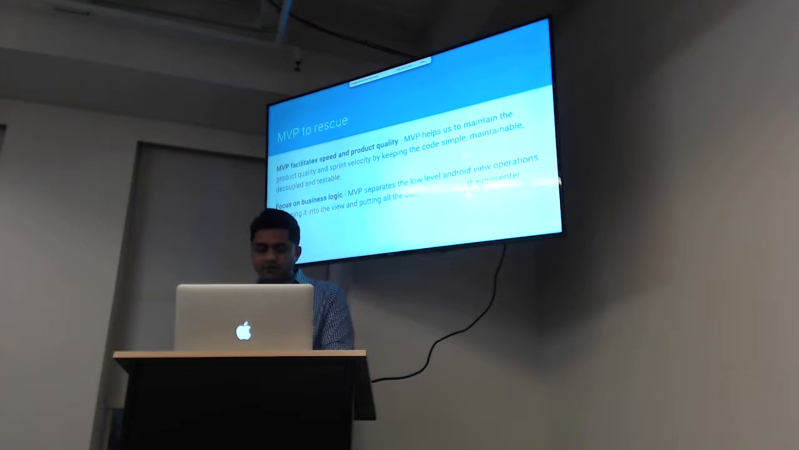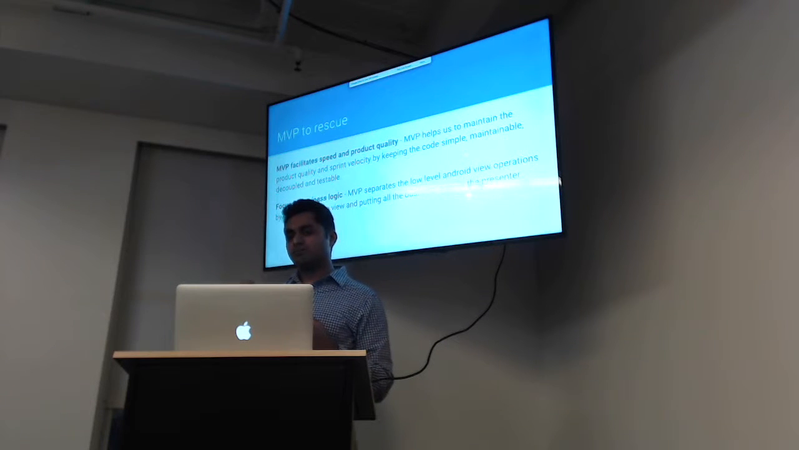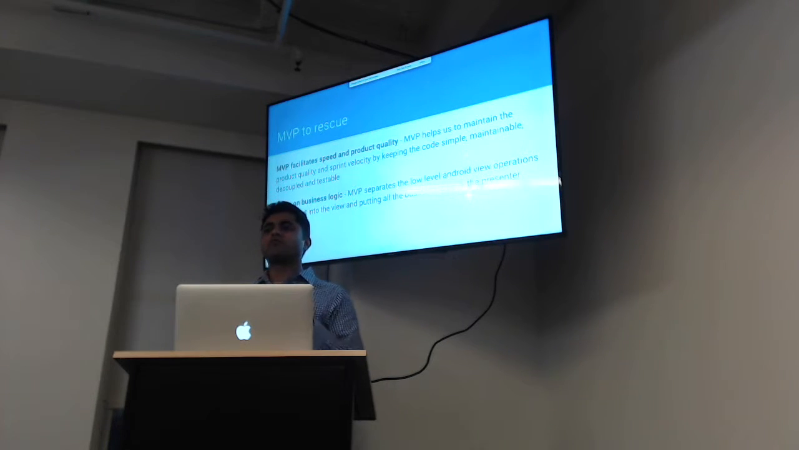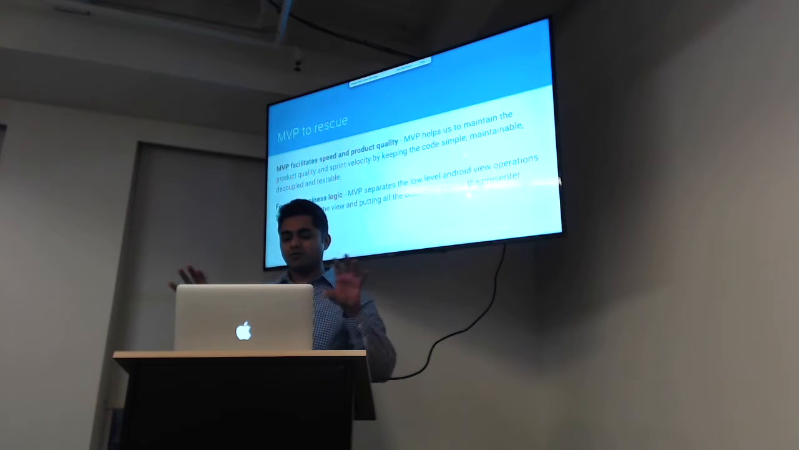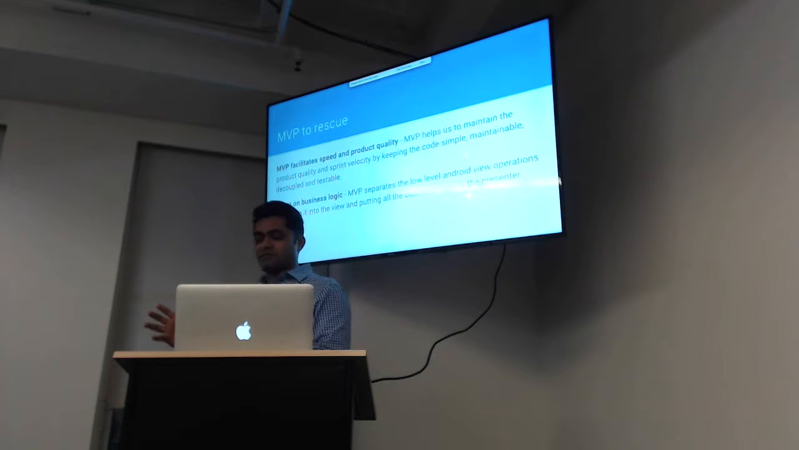So MVP facilitates speed and product quality. We usually use Scrum or Agile for product development and management. And with Scrum we have sprints and a lot of project features and changes coming in every sprint. So we also need to have good product quality, and we need to maintain sprint velocity. If we are using MVP, the code is more simple, maintainable, and decoupled because we have three components each performing their own work, and it's also testable.